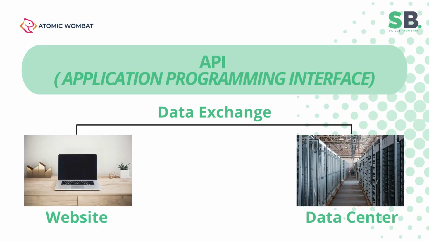But before we dive deeper, let's do a quick recap. What is an API? API stands for Application Programming Interface. It is a way for applications to communicate with each other, often to exchange data. For example, if you are on a website that shows you the weather, that website is using an API to get weather data from another application.